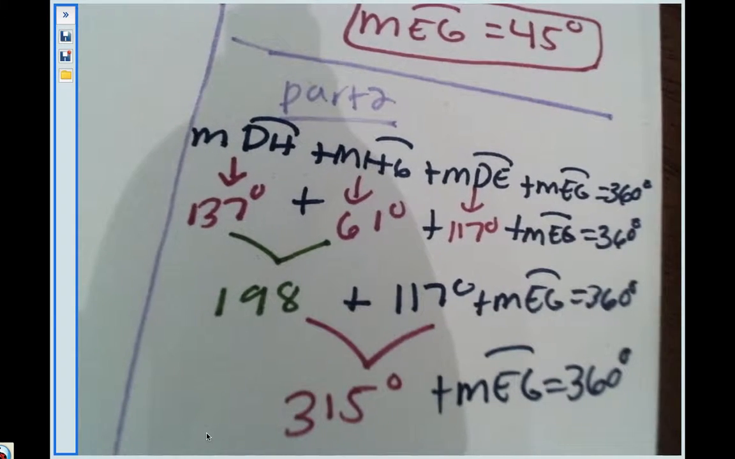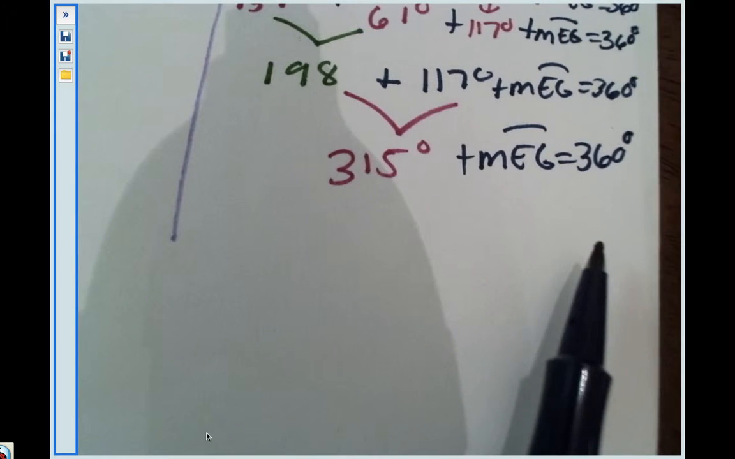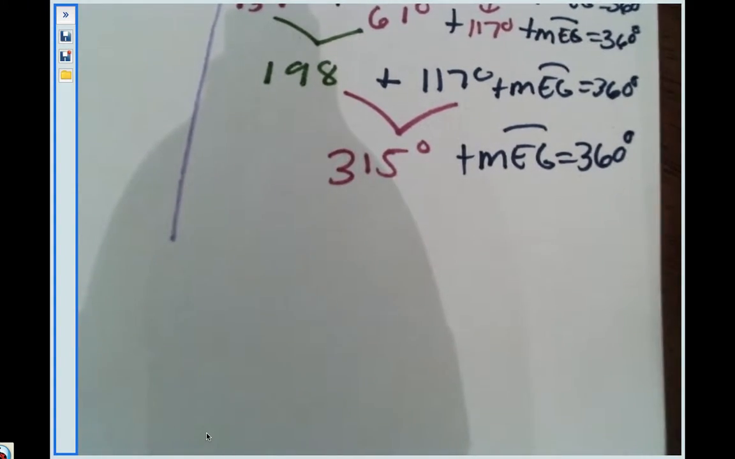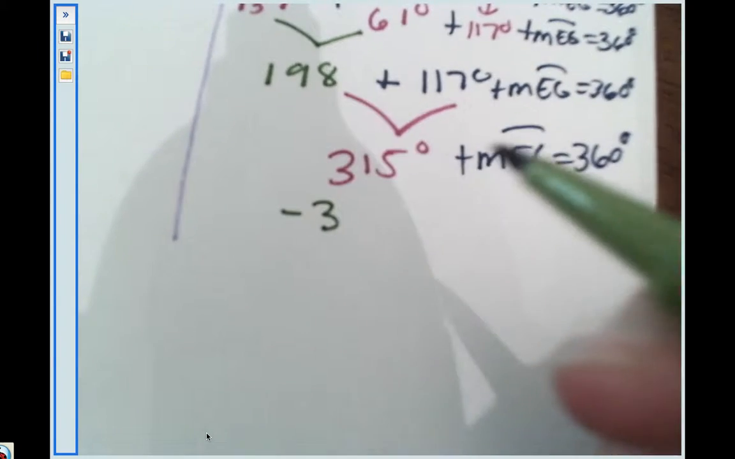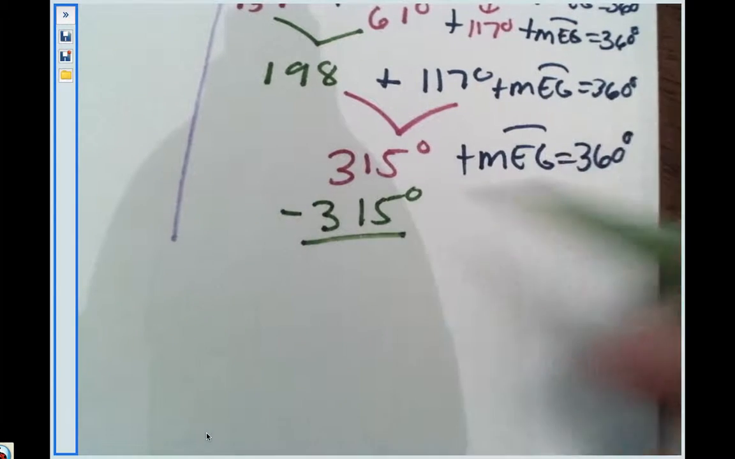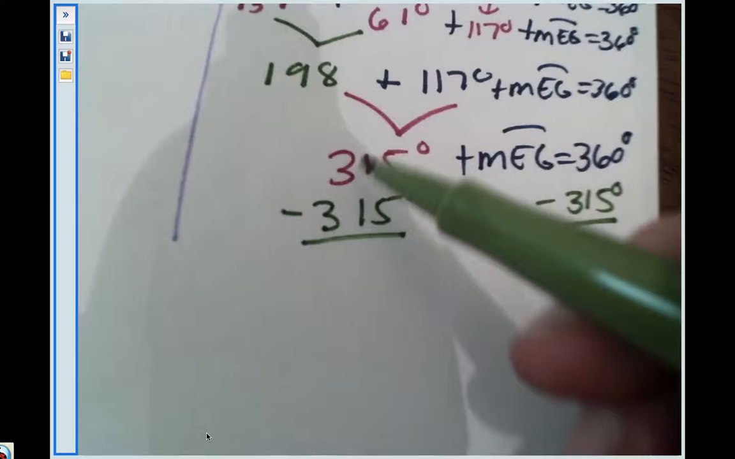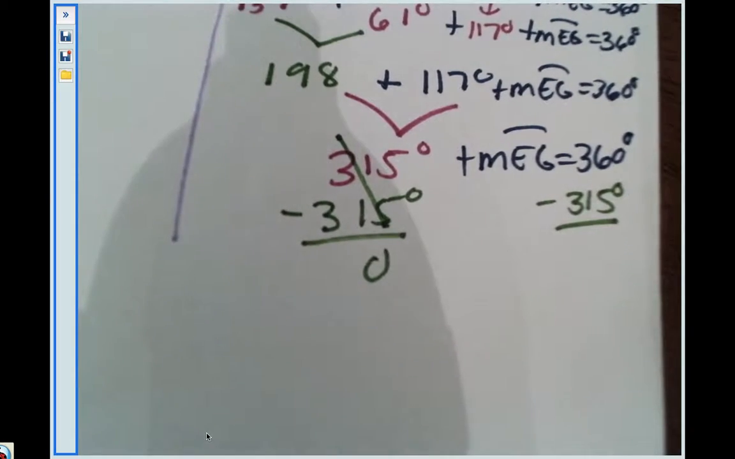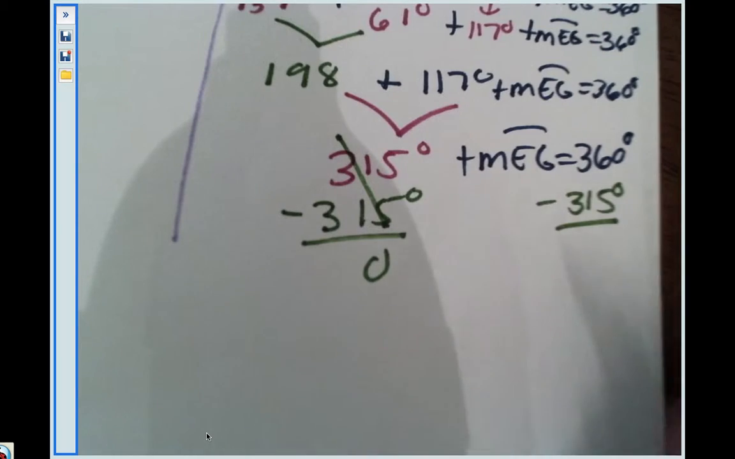And now I just got to get this by itself. So how do I bring 315 to the other side? Yes, I would subtract it on both sides. Let's do it. 315 minus 315 cancels and turns to 0. And 360 minus 315, well, that will give us 45. Yes, that would be 45 degrees.